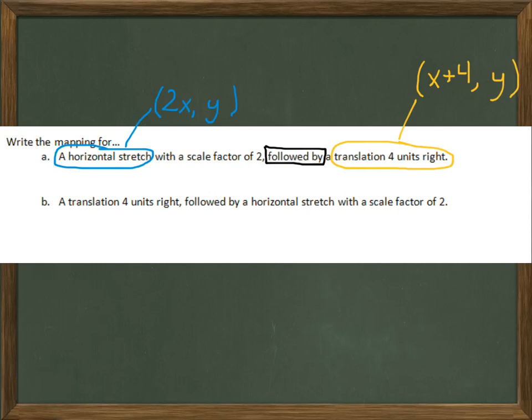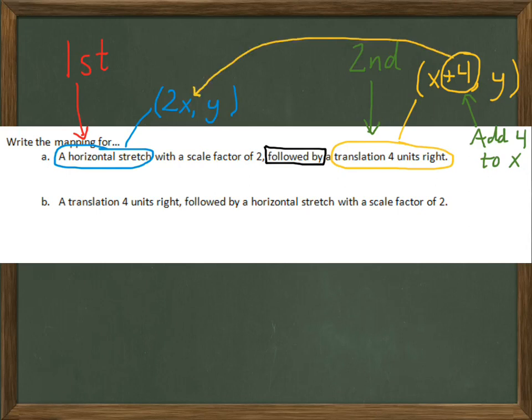Notice the phrase followed by. Once again, that tells us which transformation happens first. The one after followed by happens second, and the horizontal stretch happened first. Okay, so we're going to take mapping number 2 and do it to the first mapping. Mapping number 2 is telling us to add 4 to the x coordinate. So I'm going to do that to the 2x. So I'll take the 2x and add 4 to it. Nothing happened to y. So there's my mapping for that transformation.